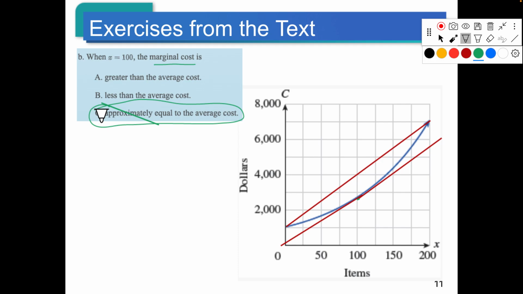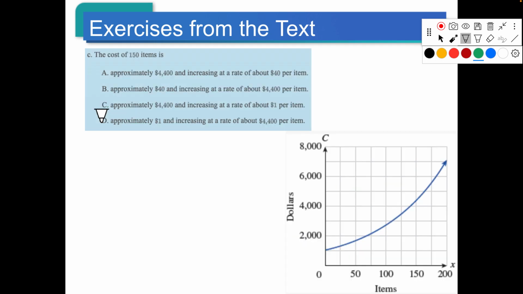And this next question is going to throw you: what is the cost of 150 items? Do we need the derivative for that? No, that is a value. It's not a rate. What is the cost for 150 items? So they're switching back more to the algebra mode. So we come to 150. It's right there.